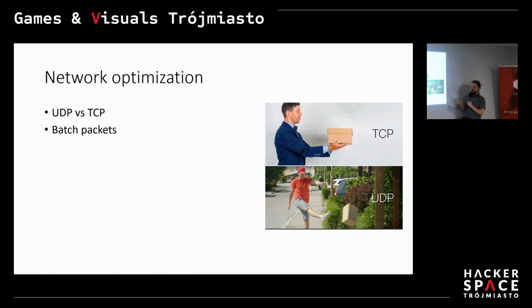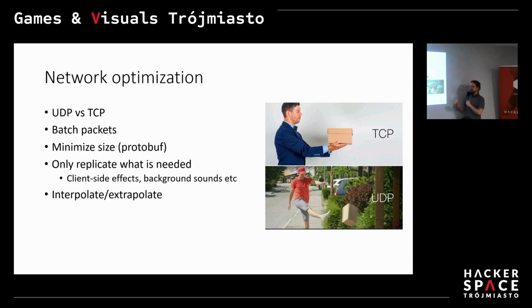Try to batch packets. If you are computing some data on one frame, it may be good to grab it all together and send it as one packet instead of sending separate packets, because they have headers, they have extra data that will be sent, and it will be slower. You can minimize the size. Don't just send JSONs on every frame, please. Just use protobuf or anything that will be faster than that.